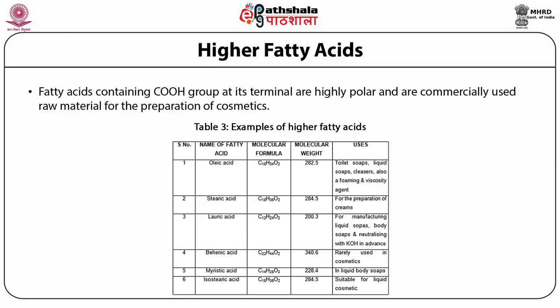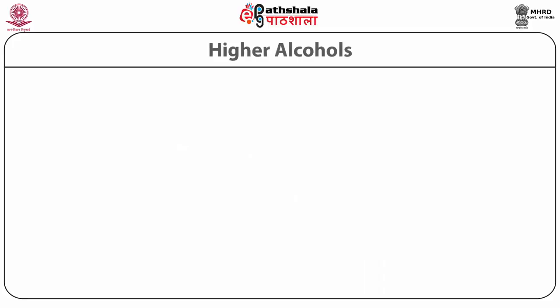Number 3, lauric acid, which has a molecular weight of 200.3 and is used for manufacturing liquid soaps, body soap, and for neutralizing KOH. Number 4, behenic acid, which has a molecular weight of 340.6 and is rarely used as a component of cosmetic preparations. Number 5, myristic acid, which has a molecular weight of 228.4 and is a white component in liquid body soaps. Number 6, isostearic acid, which has a molecular weight of 284.5 and is also widely used for liquid cosmetics.